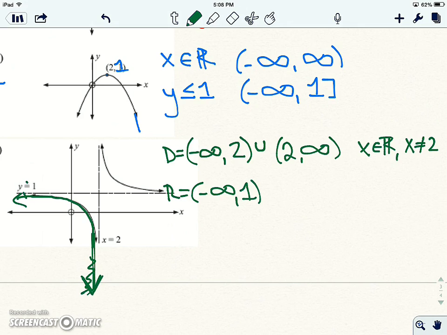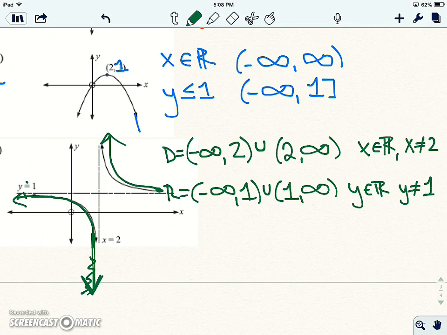Then we're going to jump over the 1. Now we're over here in the positive numbers, but that's okay. We're just looking at the y's. And we're going to go from 1, and then we can head up forever to infinity. And again, if we were going to write that, we would say y is an element of the real numbers, except y cannot be 1.